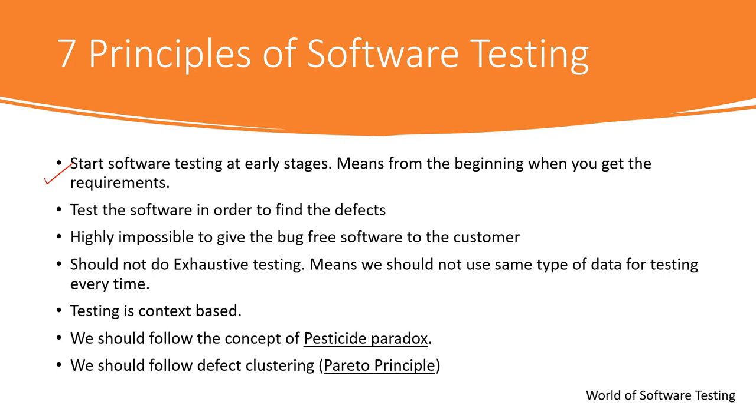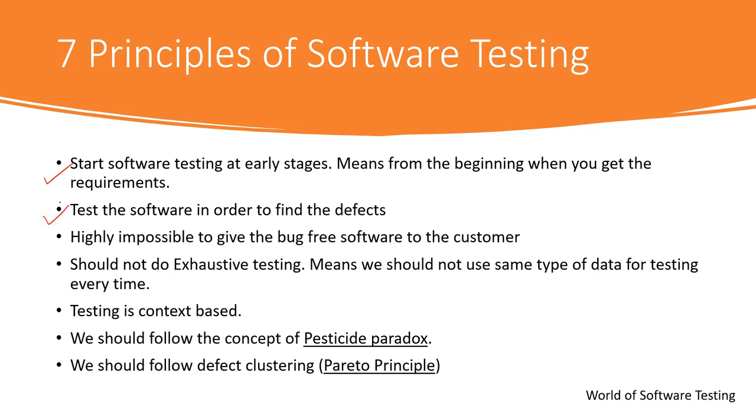So the defect cost is very low in the early stages, but if we find any defect in later stages such as production or maintenance, it costs very high. So it's better to have the requirements clear and defect free, so that we will not produce a defective product, and this will save our cost. So this is start software testing at the early stages.